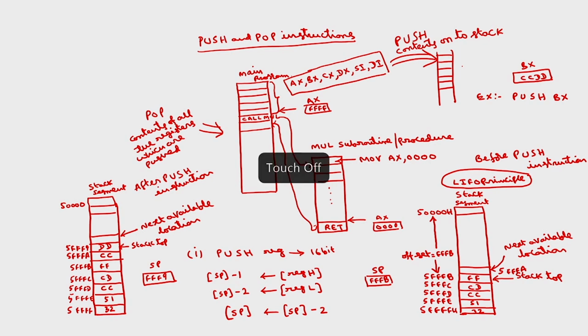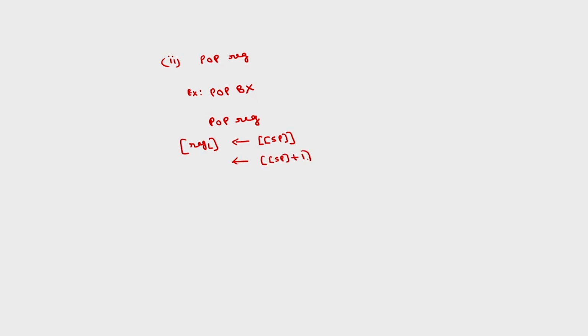Now we can write the operations inside this pop register. See here what the instructions are. In pop register, the operations are: the contents of SP are transferred to the lower order register, and the contents of SP plus 1 will be transferred to the higher order register. Then SP becomes SP plus 2.